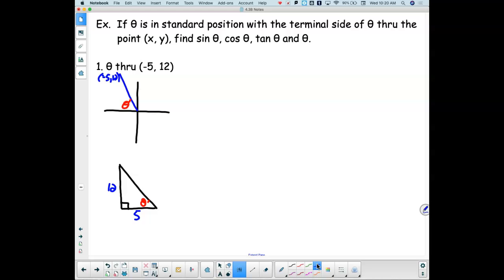Do I know anything else? We know it's a 90-degree angle because it's a right triangle. Do we know anything else? What can I figure? How do I figure the hypotenuse?